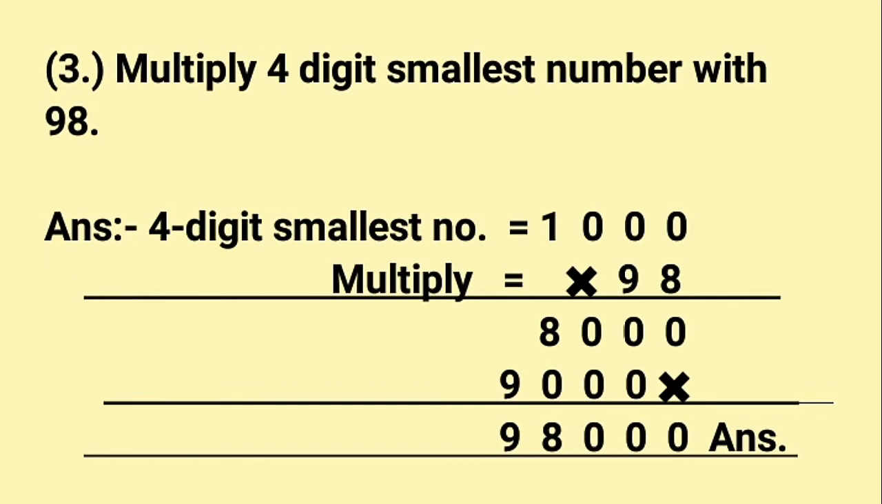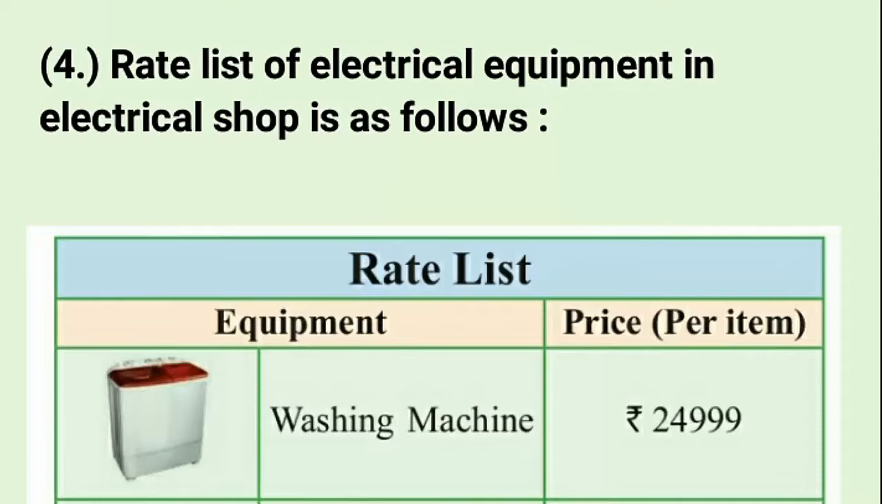Third, multiply the 4 digit smallest number with 98. So now the answer: the 4 digit smallest number is 1000 multiplied by 98. So let's multiply. 8 into 0 is 0, 8 into 0 is 0, 8 into 0 is 0, 8 into 1 is 8. Now 9 into 0 is 0, 9 into 0 is 0, 9 into 0 is 0, 9 into 1 is 9. So let's add. 0, 0 plus 0 is 0, 0 plus 0 is 0, 8 plus 0 is 8 and 9 alone. So the answer is 98,000.